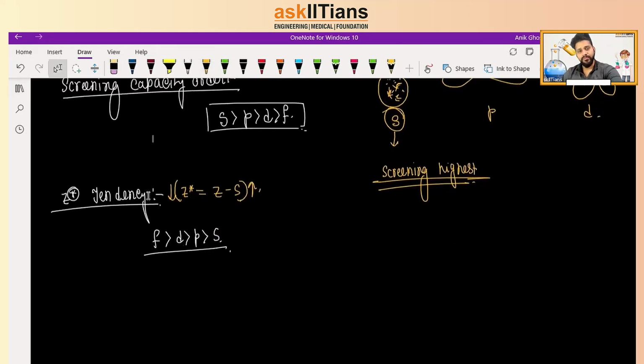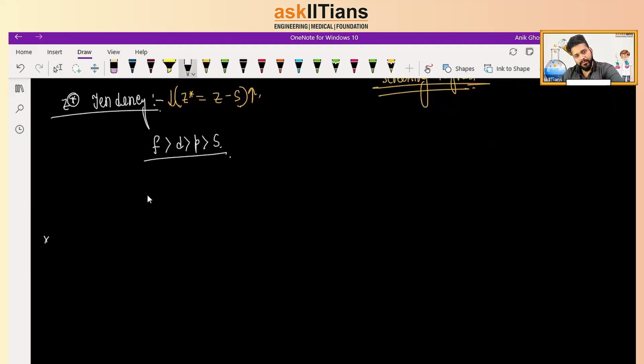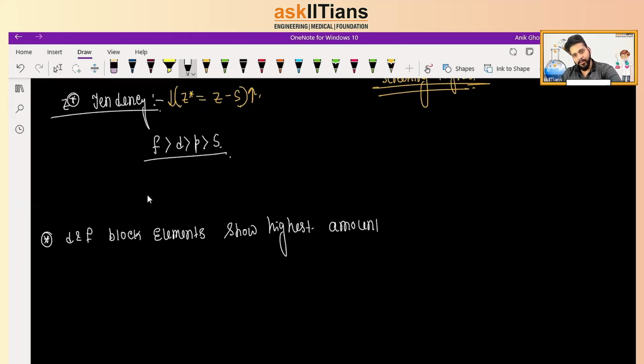Now, what is the conclusion of the story? D and F block elements show the highest amount of Z star values. Okay, so D and F block elements are capable of showing the highest Z star values, because, guys, their screening capacity is very, very less, so their Z star values are very, very high.